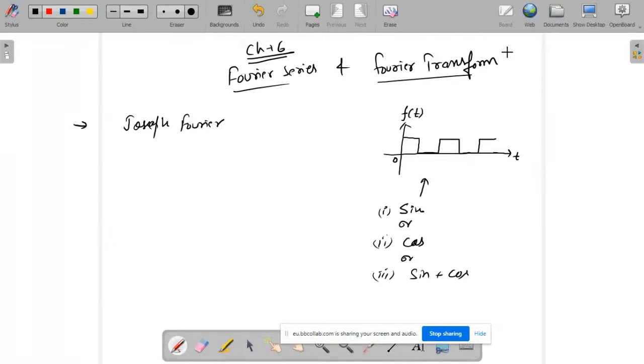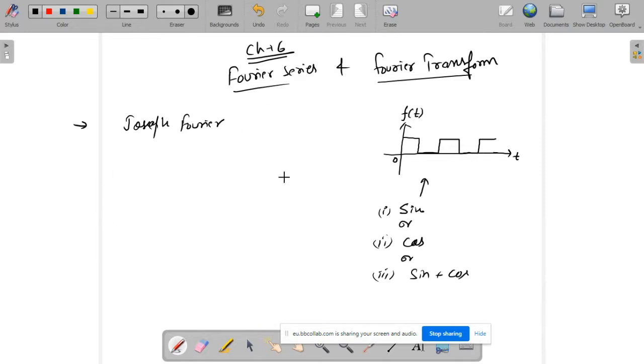So every signal, even when I'm speaking, my speech, my voice, is a mixture of either sine, or it can be a sine signal, it can be a cos signal, it can be sine plus cos signal. Every signal, this is a square signal. This signal is a mixture of many sine signals, or many cosine signals, or a mixture of many sine and cosine. So this concept was given by Joseph Fourier.